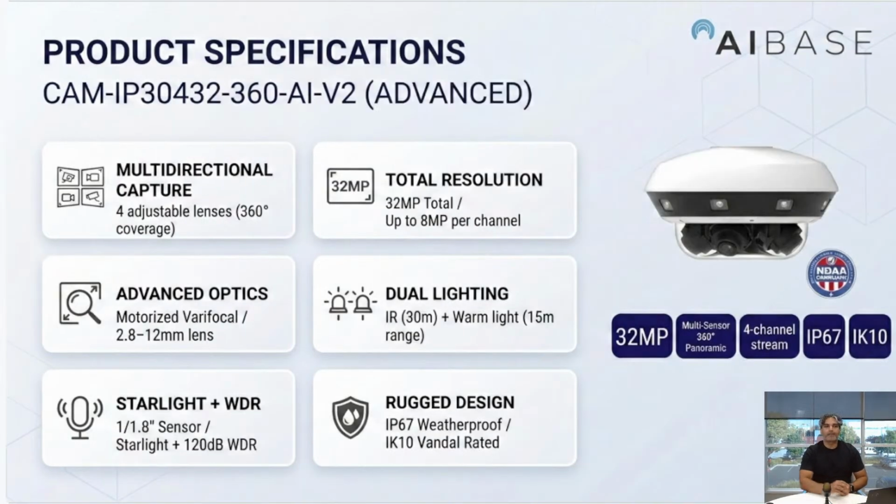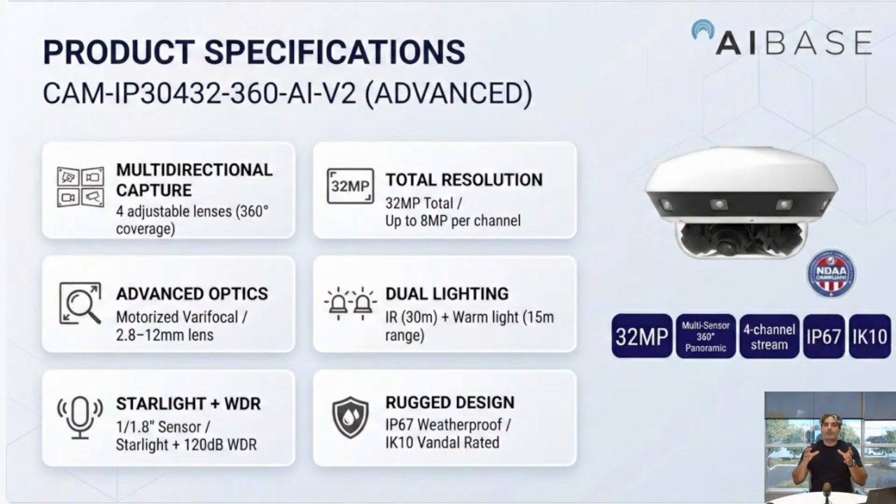Next slide, please. The next one is a more advanced version of the camera we just talked about. It still has 4 lenses, but the key difference is each camera lens is 8 megapixel resolution, not 4. So per channel, you get 8 megapixel. Essentially it's like 4 4K cameras, or 8 megapixel cameras, in one big housing, which is a multi-directional camera. It has a larger sensor, 1/1.8, and better low light performance.